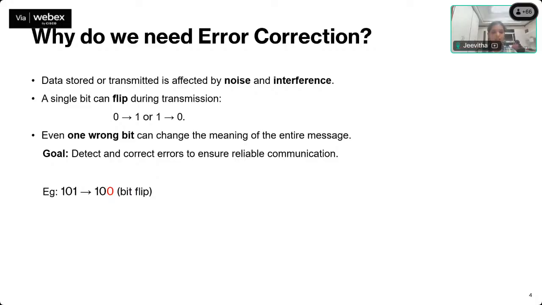For example, you can look at one example where 101, after the transmission, is 100. Here the third bit has flipped from 1 to 0. So this is an error. The next question which comes to our mind is, can we fix this? There are many error correction methods, codes in classical also. Today we are going to discuss the simple 3-bit repetition code.